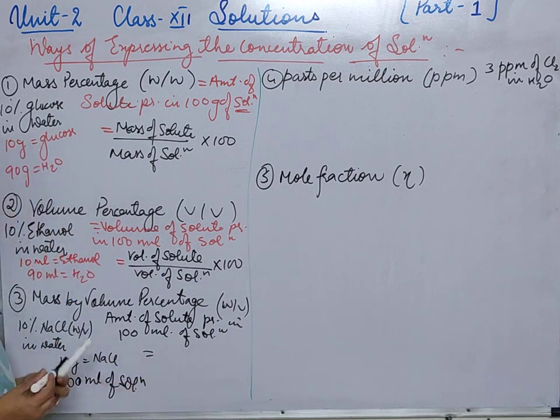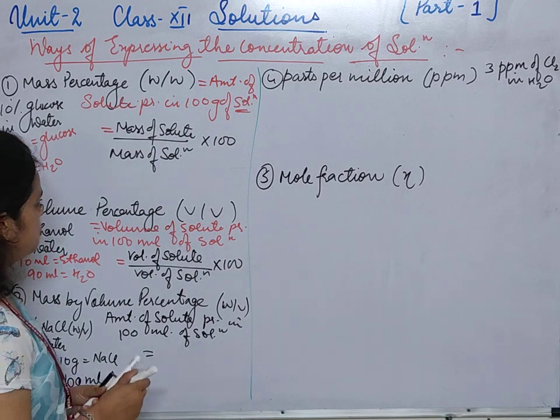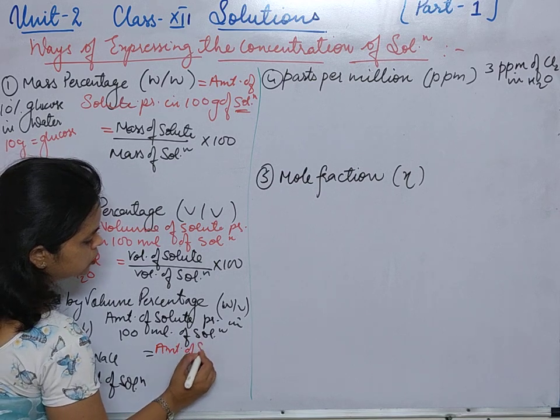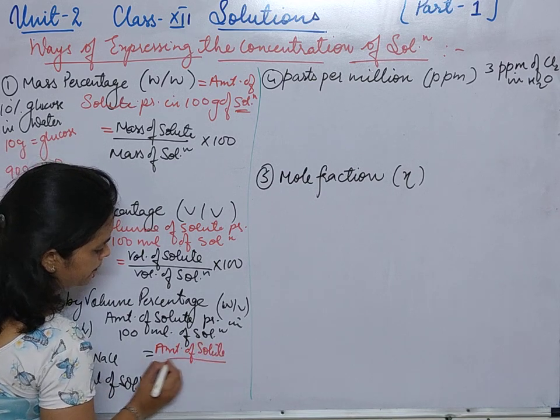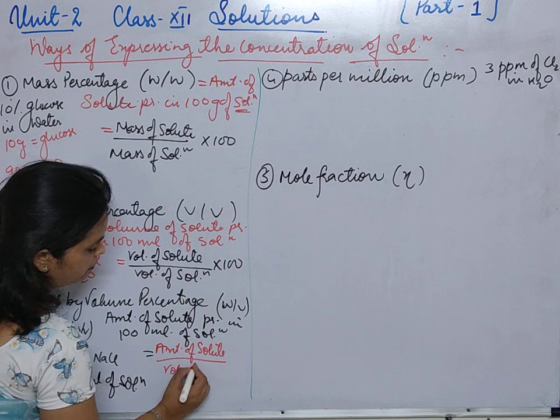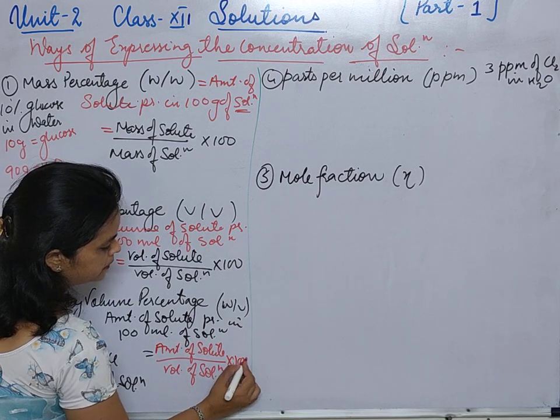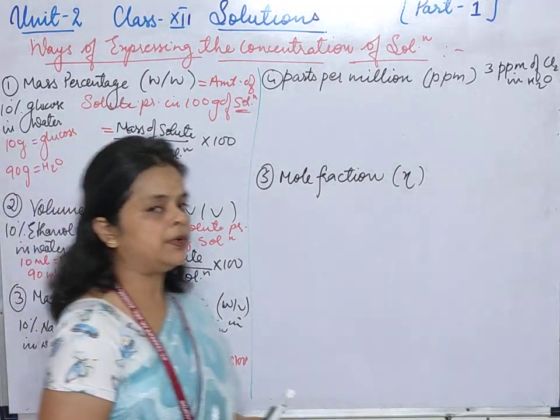So exactly in the same way we will write down the formula. Here we will write down the amount of solute upon volume of solution into 100 because we are calculating the percentage.